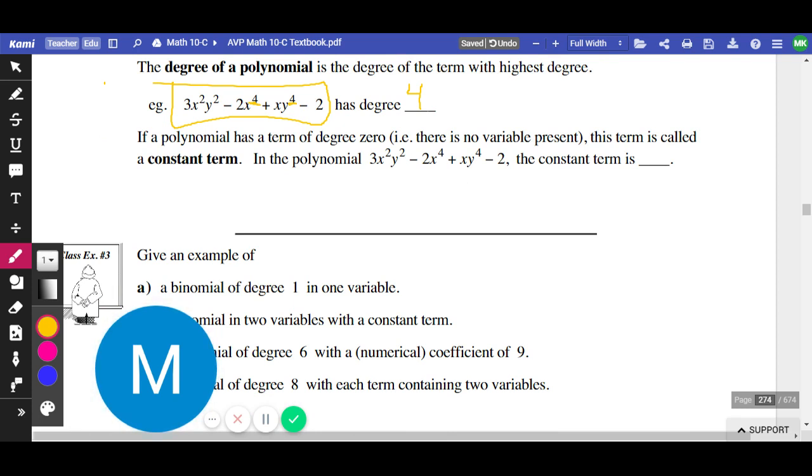Another definition, constant term. So a constant term is something that has no variable. No letter multiplied to it. So if you look at a question like this, and I said, what's the constant term? That's asking you which term has no letter to it. This term has no letter to it. It's just -2. There's no x, there's no y, just -2. So the constant term is -2.